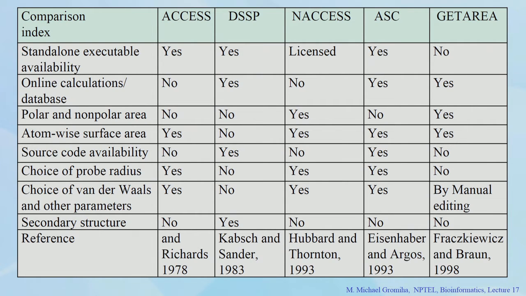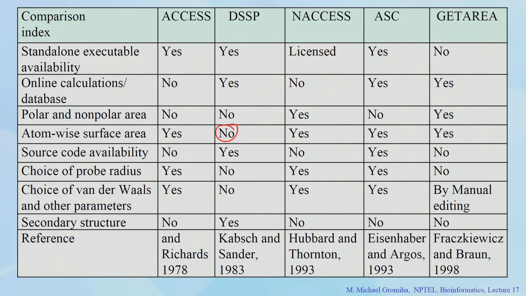For example, DSSP is available as a standalone program, but it can give you the accessible surface area only for the residues. We cannot get the data for the atoms. If you use NACCESS, you can get the atom-wise data, but there is no online calculation or database. For NACCESS you need to get a license: you have to sign the copyright assignment, send it, and get the license, and then you can use it. It gives you only the accessibility information, but no secondary structure.